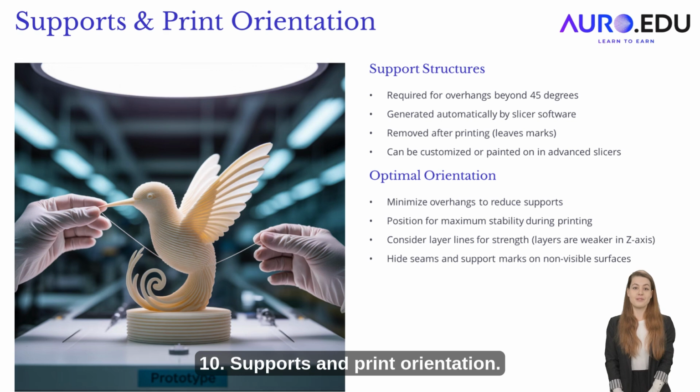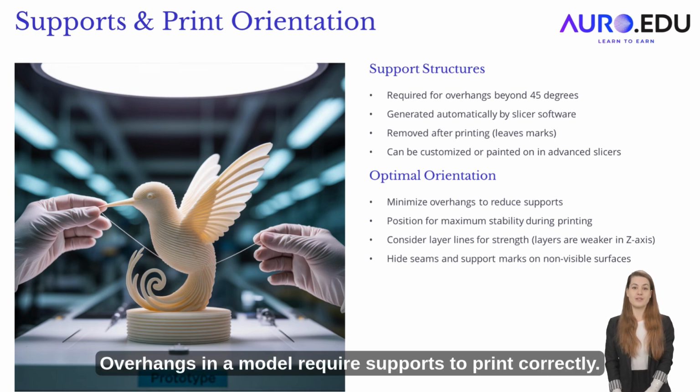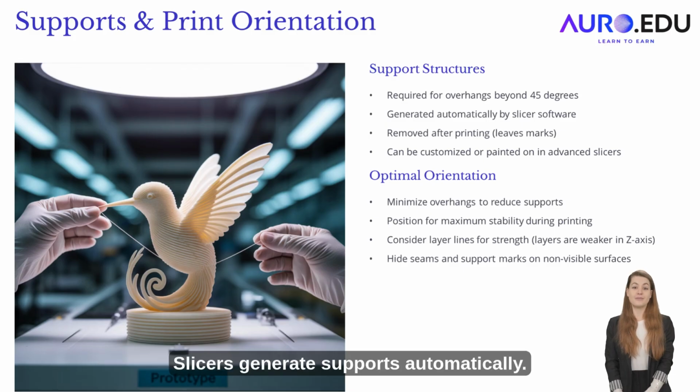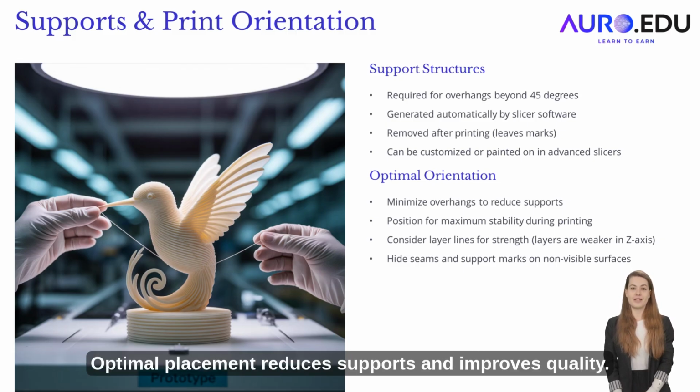10. Supports and print orientation. Overhangs in a model require supports to print correctly. Slicers generate supports automatically, but manual adjustments are often better. Orientation impacts print success, strength, and surface finish. Optimal placement reduces supports and improves quality.